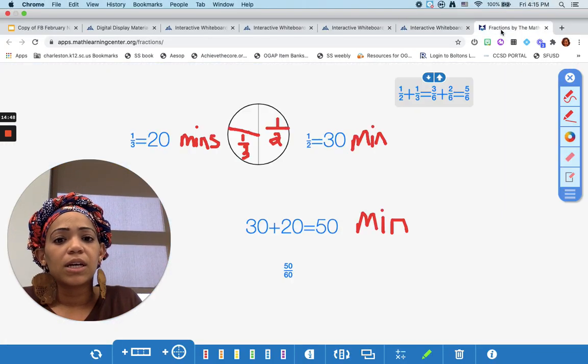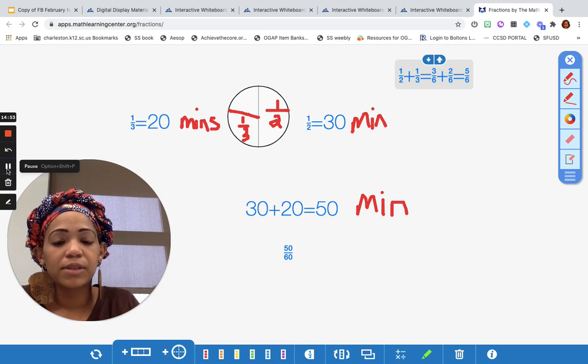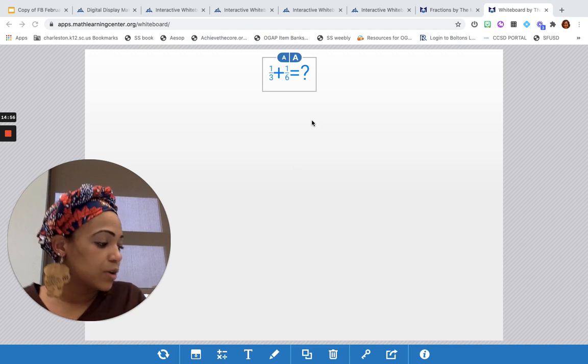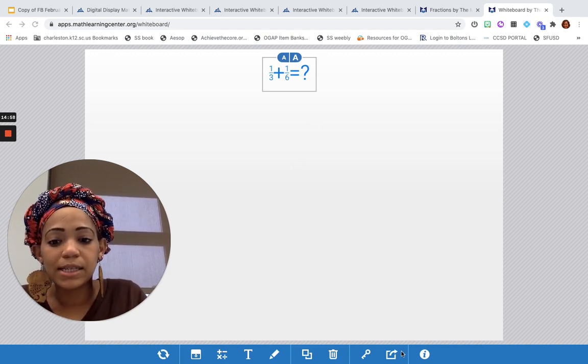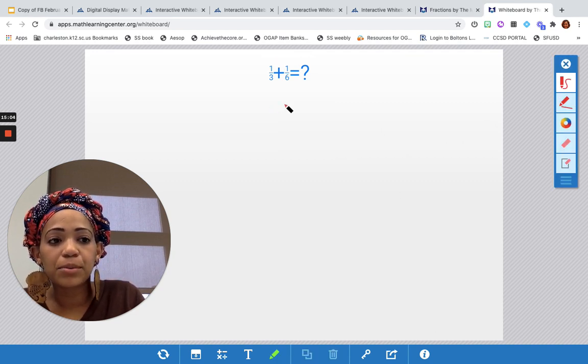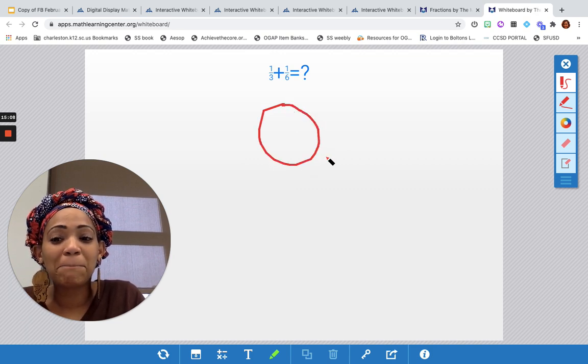So let's look back, and I'm actually going to go to my Whiteboard app for this one. And here I am on the Whiteboard app, and I know I'm adding 1/3 plus 1/6. I am going to draw a circle since I'm on a Whiteboard app and I don't have a pre-made circle. I'm going to do it as best as I possibly can.